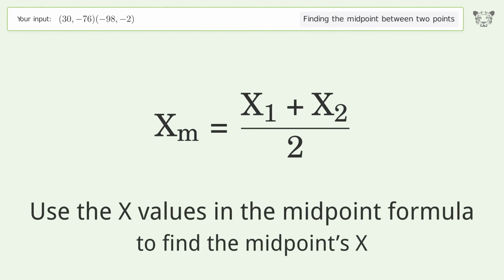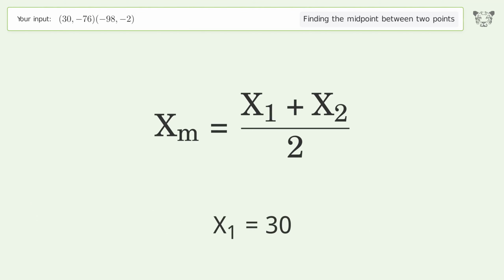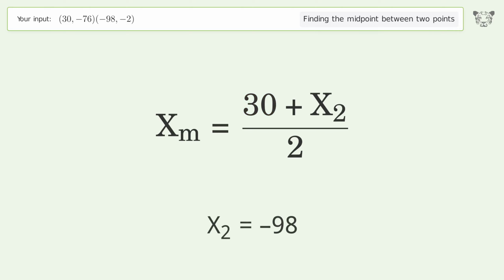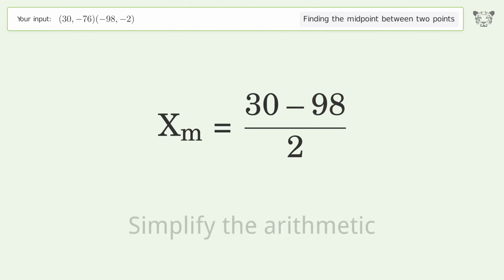Use the x values in the midpoint formula to find the midpoint's x. x1 equals 30. x2 equals -98. Simplify the arithmetic.